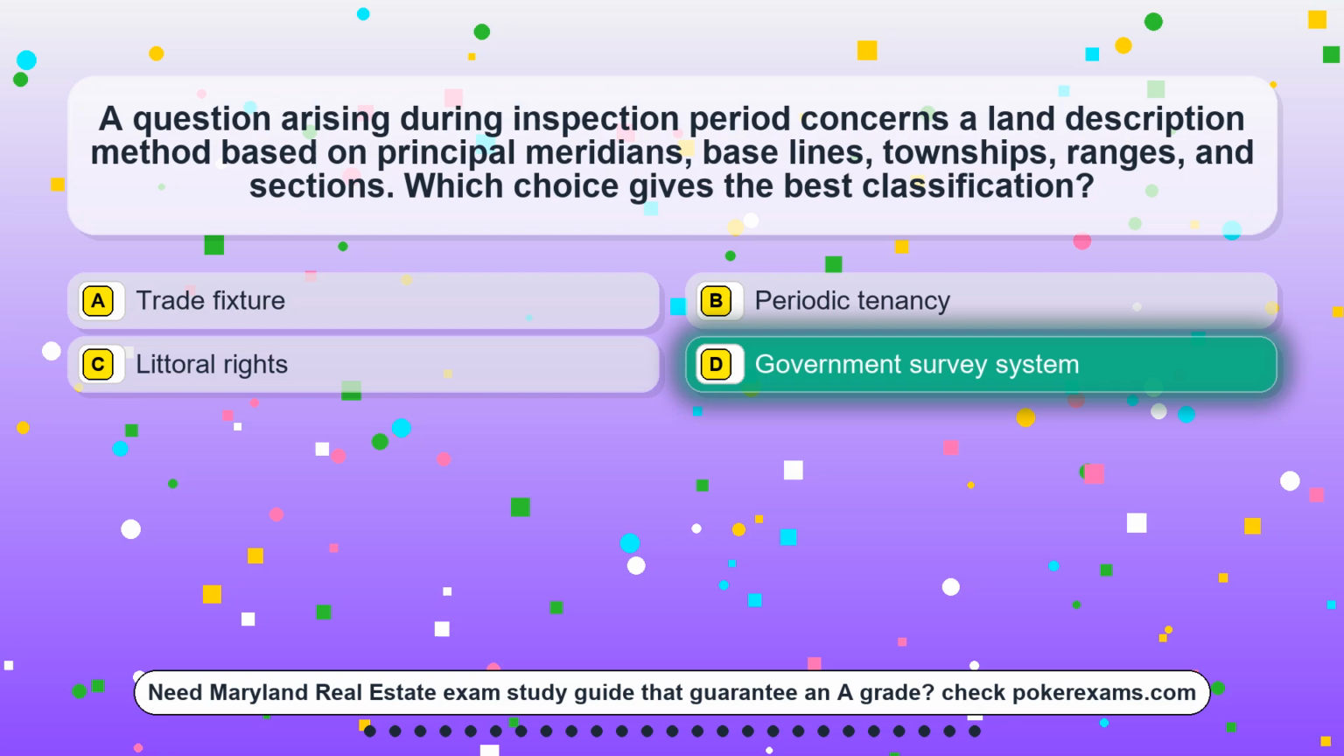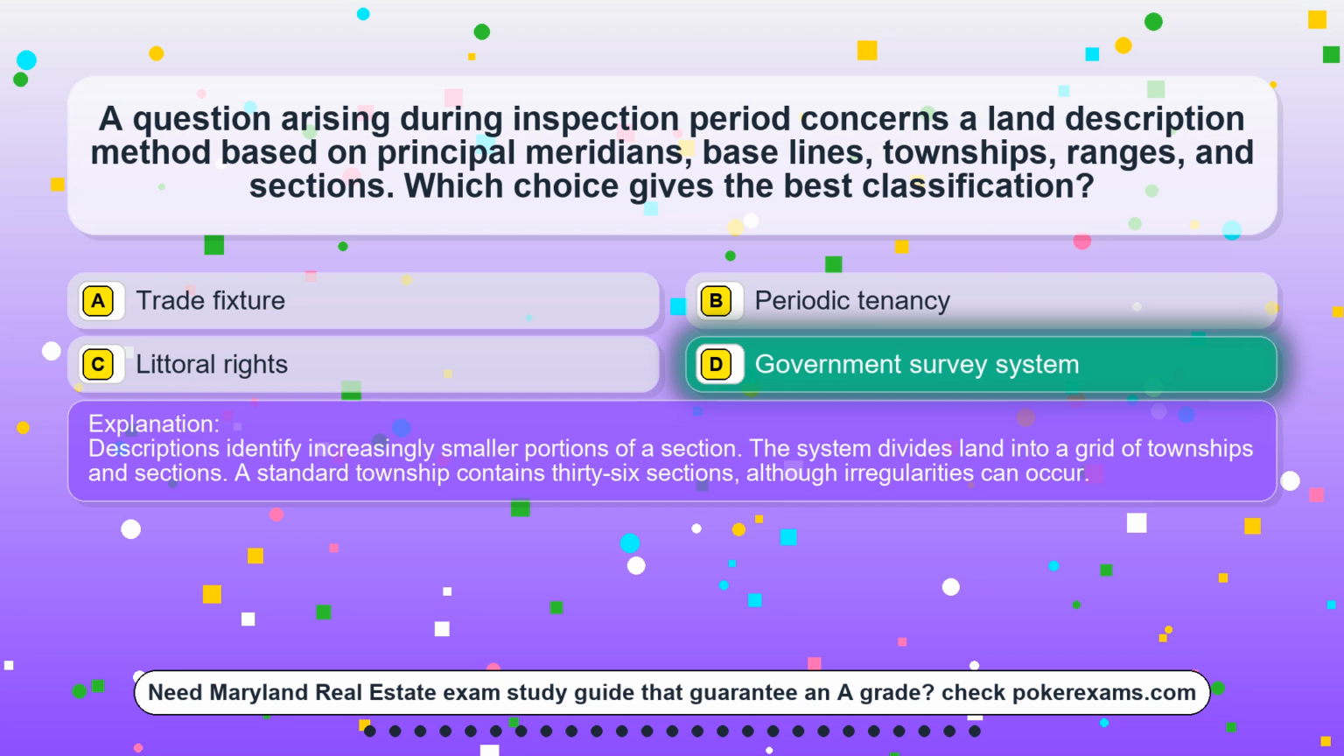The correct answer is option D, government survey system. Descriptions identify increasingly smaller portions of a section. The system divides land into a grid of townships and sections. A standard township contains 36 sections, although irregularities can occur.